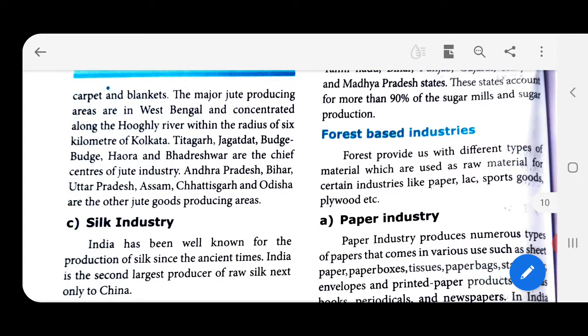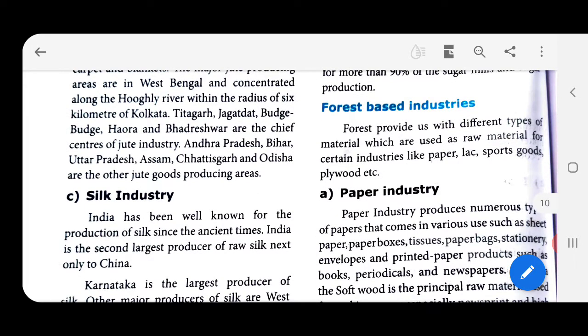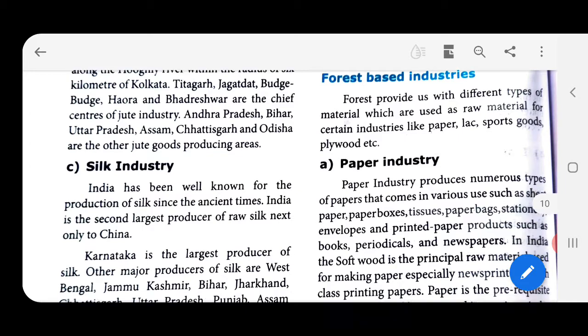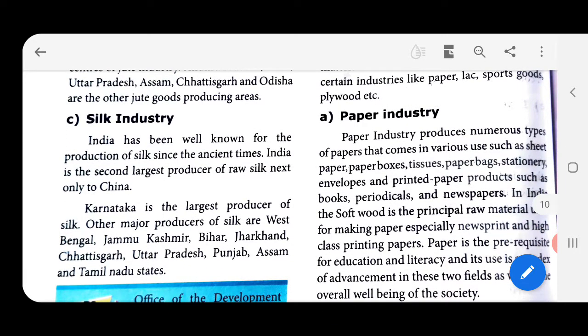Next, we move to the second category, forest based industries. Forests provide us with different types of material which are used as raw material for certain industries like paper, lac, sports goods, plywood, etc. So, the first one is the paper industry.